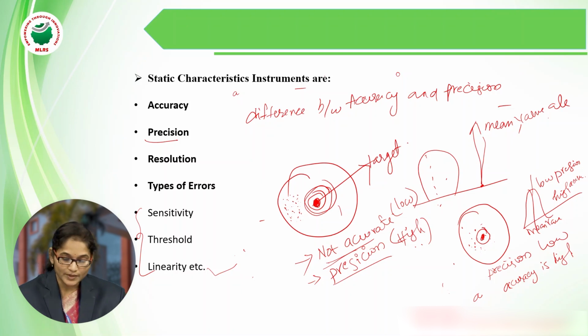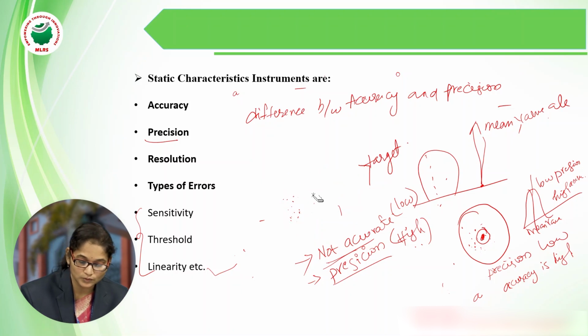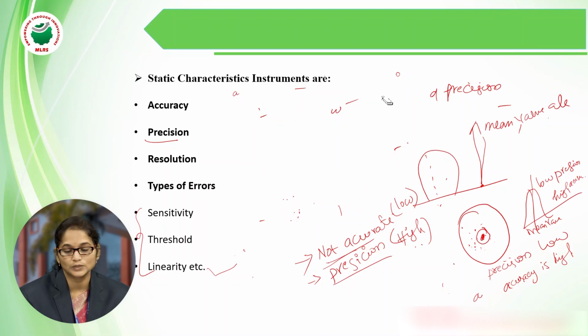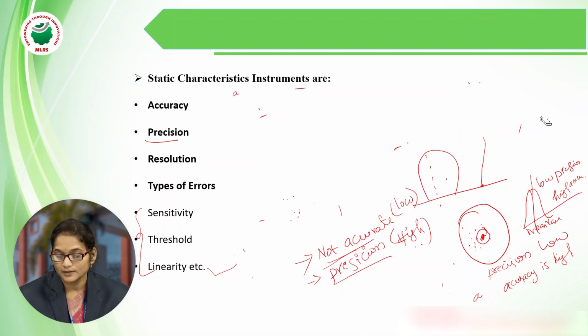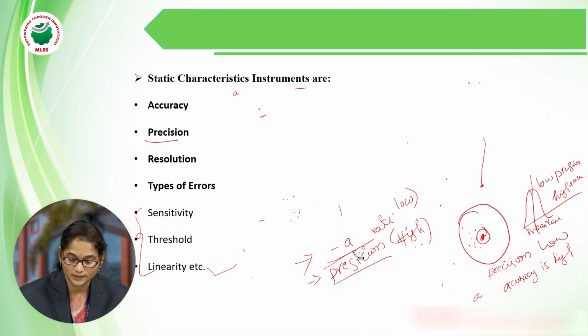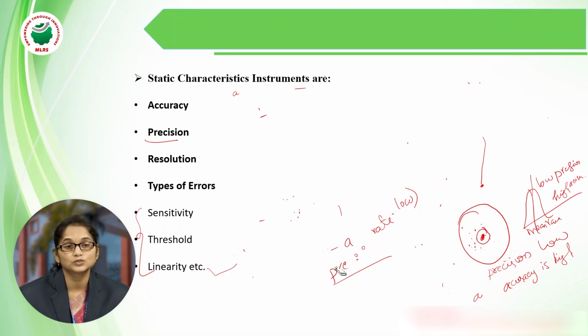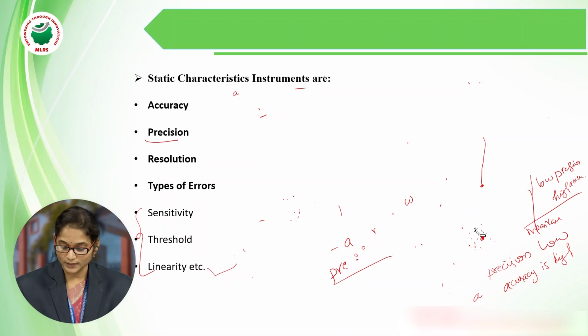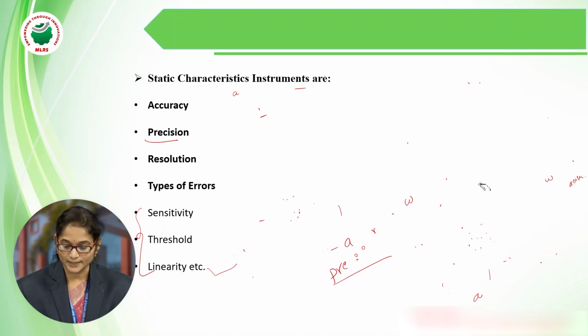In the third case, the arrows are very close to the target value. We will see whether the accuracy and precision are high or low in that case.